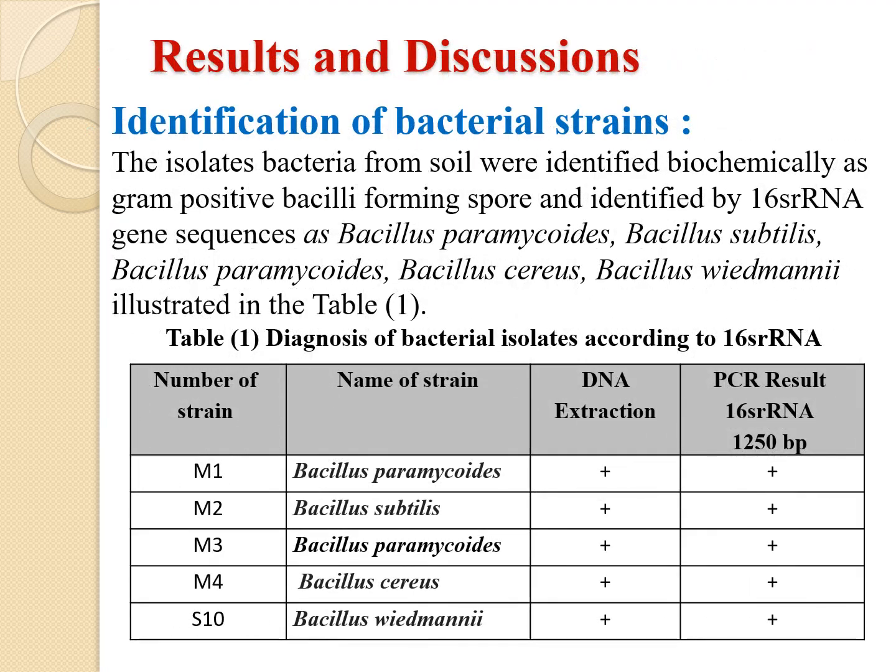Results and discussion. The bacteria isolated from soil were identified biochemically as gram-positive, spore-forming bacilli, and identified by 16S rRNA gene sequence as Bacillus paramycoides, Bacillus subtilis, Bacillus cereus, and Bacillus wiedmannii, illustrated in Table 1.